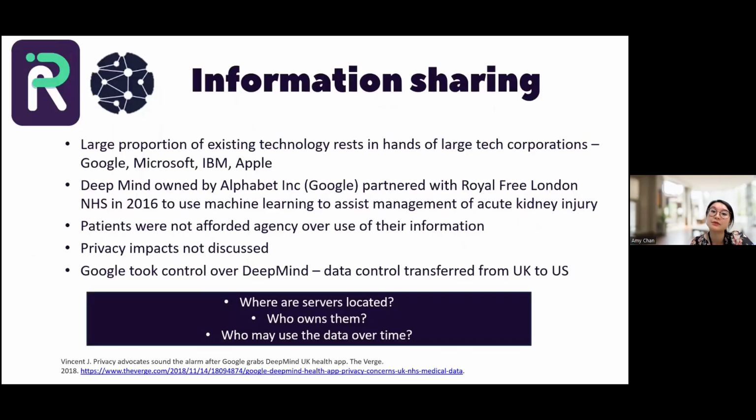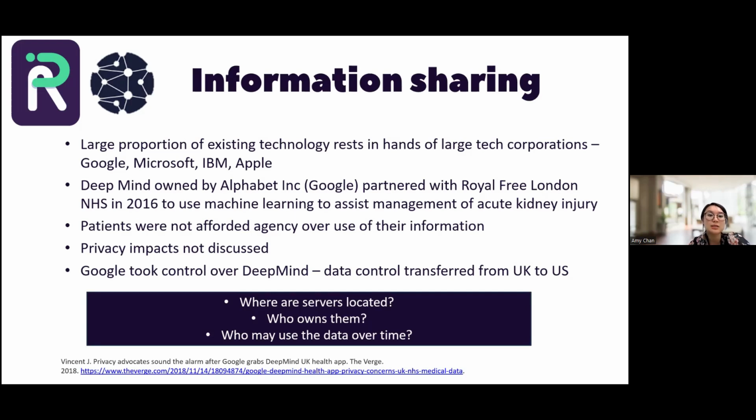And then there's the information sharing piece. As we know, a large proportion of information actually rests in the hands of large tech companies. So Google, Microsoft, IBM, Apple, there's a lot of existing technology, and there's a lot of data sharing that could occur. And there is one case of DeepMind that people may know about. It was originally owned by Alphabet Inc., and they partnered actually with Royal Free London.